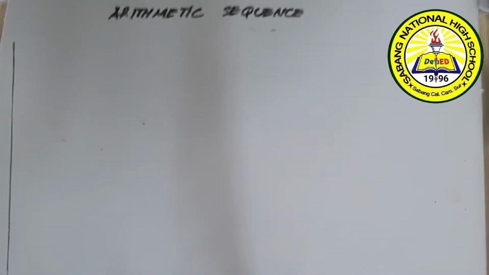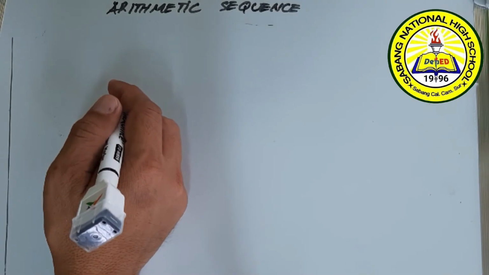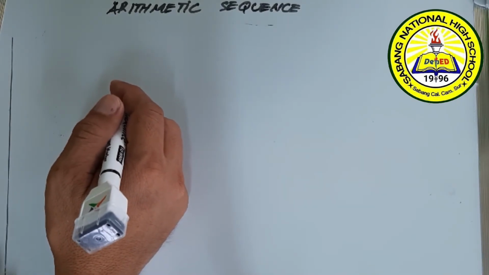Okay, so how are we going to compute for the arithmetic mean? Where is the topic on that module? Arithmetic mean. Okay, let us continue. Let us take an example from our module, page 6, example number 2.